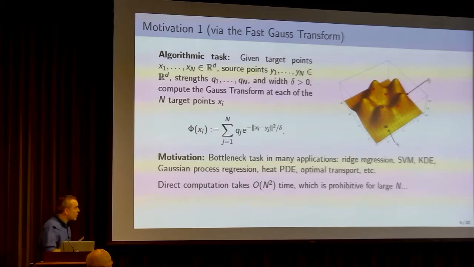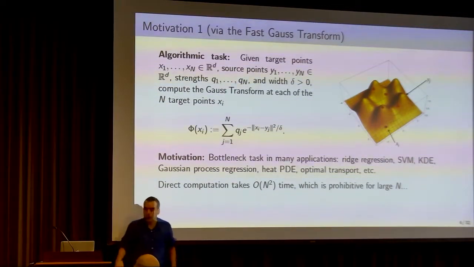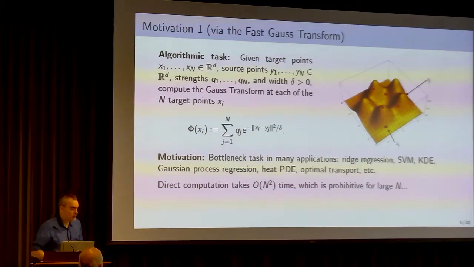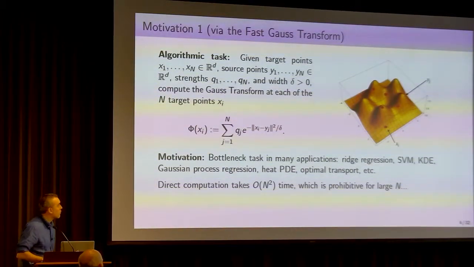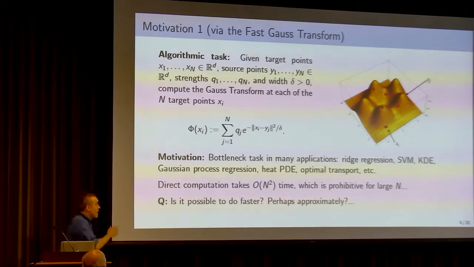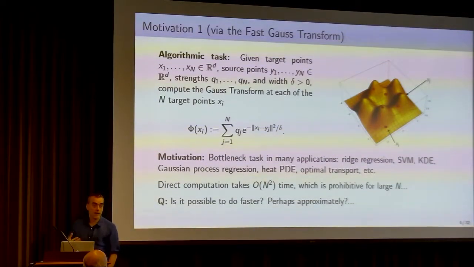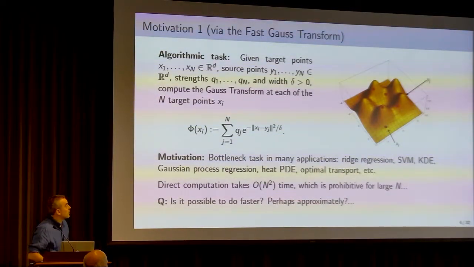Okay, good. So what is the issue? If you try to do some direct computation, this will take order of n squared, which, if you think of n being order of millions, is actually not possible. So what is the natural question? Can we do this in a faster way, perhaps in some kind of approximate manner?